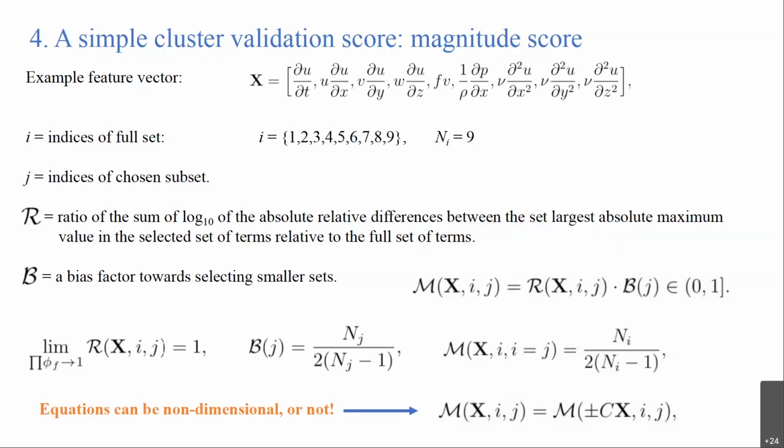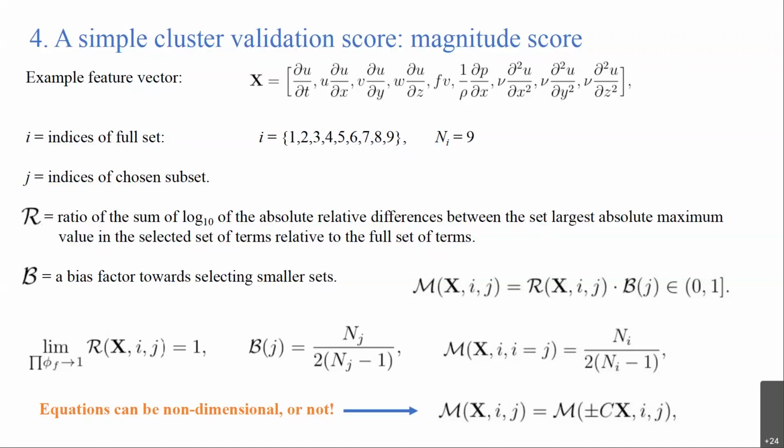I'm still in the process of breaking this and seeing the flaws in it. But basically, there's a limit on the bottom right of R: as the sequence product of the absolute relative differences of the terms that you neglect gets very, very large, that sequence product goes to 1, and that drives R to 1, which effectively gets you to your optimal score. And then the bias factor, I won't get too deep into that, but this has some nice properties.